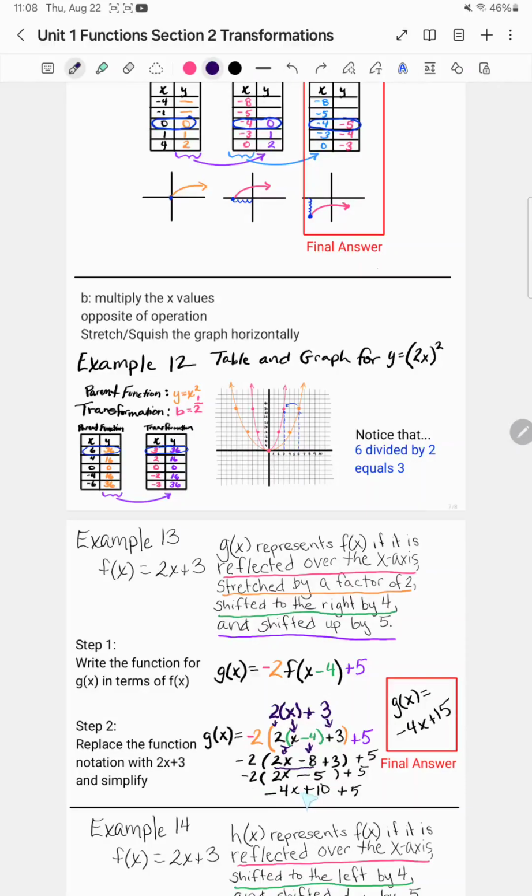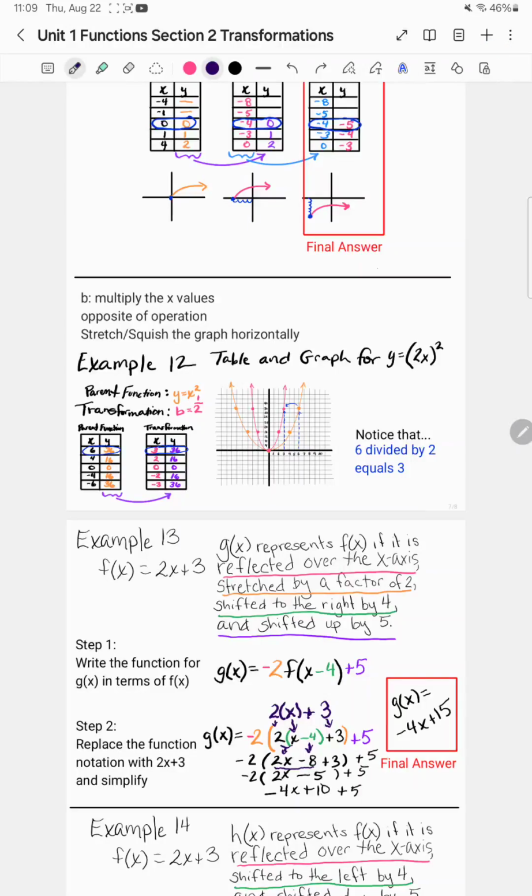So then this 5 on the outside just drops down, and then you can combine like terms again, because we've completed the parentheses that we needed for the multiplication. So distribute -4x plus 10, and then the plus 5. 10 plus 5 is 15. So that's how we get this final answer, -4x plus 15.